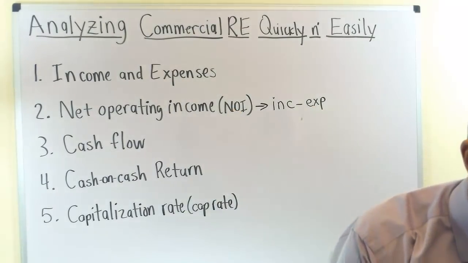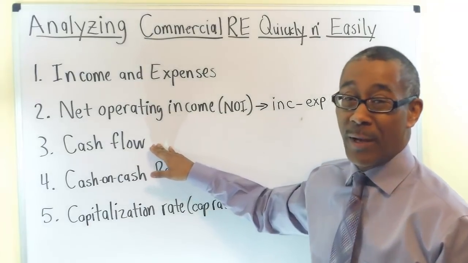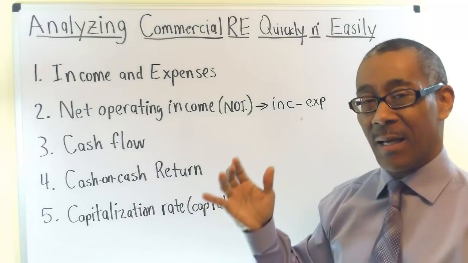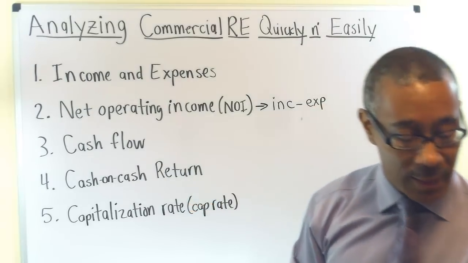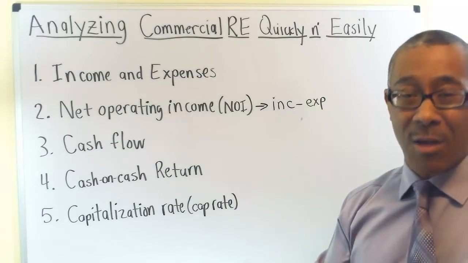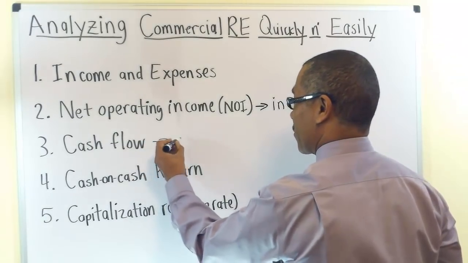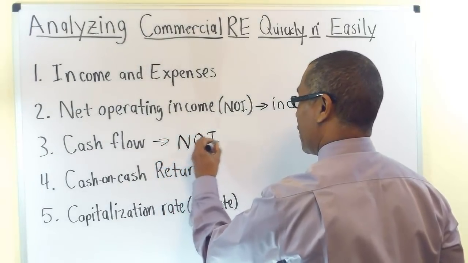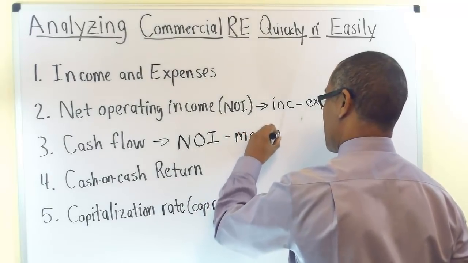Okay, next is cash flow. Cash flow is very simple as well. Cash flow is king in any income-producing commercial property. The definition of cash flow is also very simple. Cash flow is your NOI, your net operating income, minus your mortgage payments.